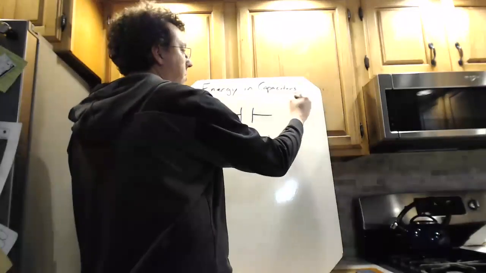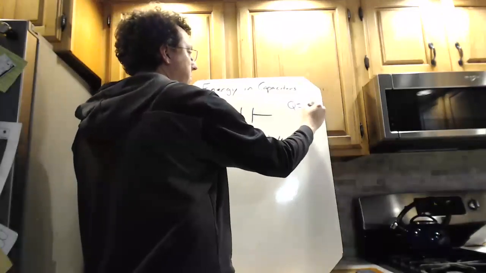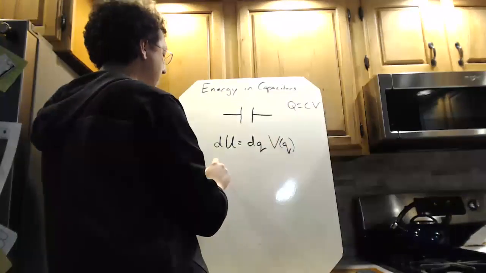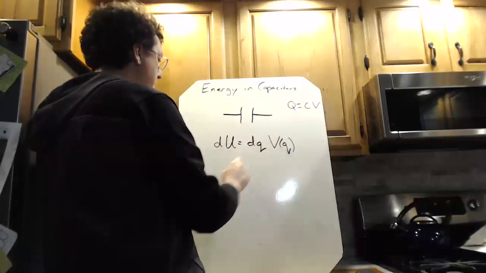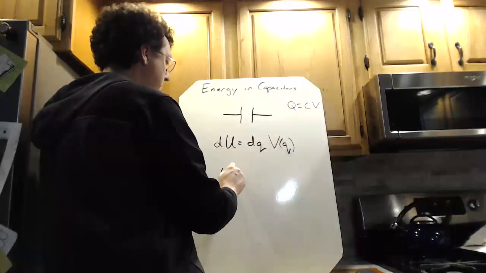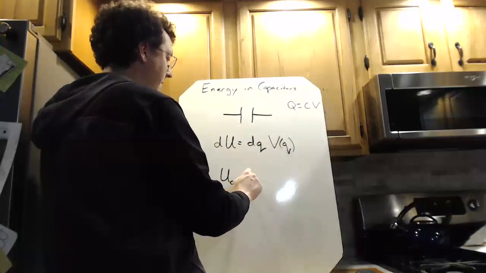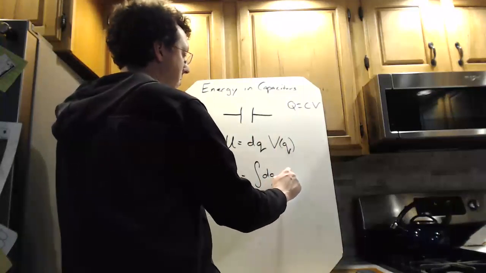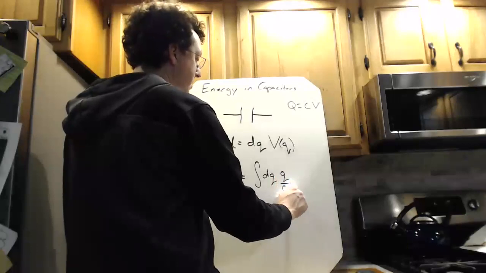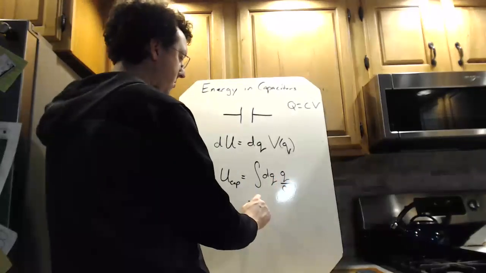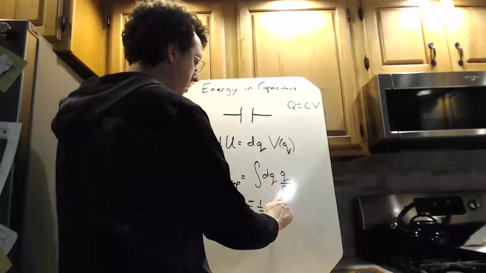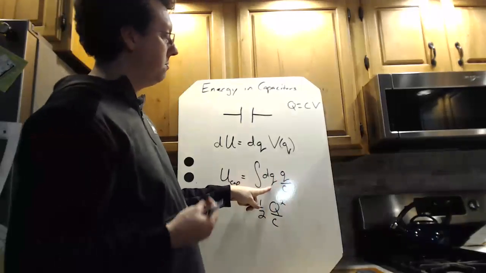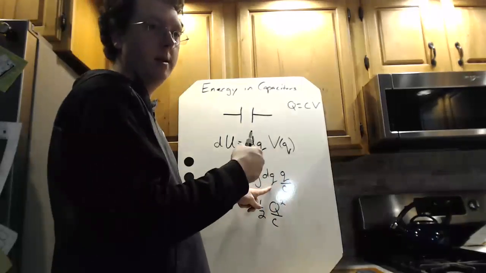To proceed, we want to use the formula Q equals C times V, or flipping it around, V is Q over C. Using that and then integrating up, we find that the energy stored in a capacitor equals the integral of dq times q over C. Performing the integral, we find 1/2 q squared over C. Now, my lowercase q was my variable q as I accumulate more and more charge.